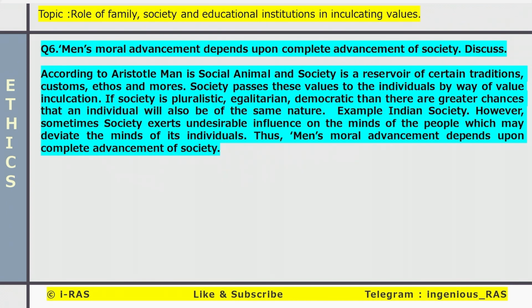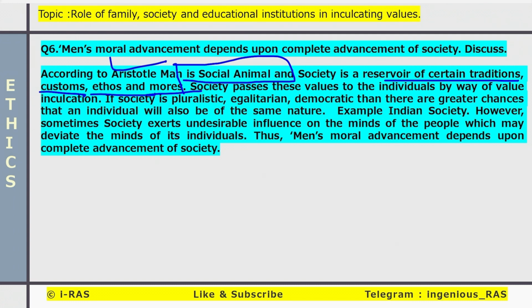The question says: man's moral advancement depends upon complete advancement of society. Discuss. According to Aristotle, man is a social animal, and society is a reservoir of certain traditions, customs, ethos and mores. Society is constituted from individuals. Whatever values a society is following will be followed by the members of society.